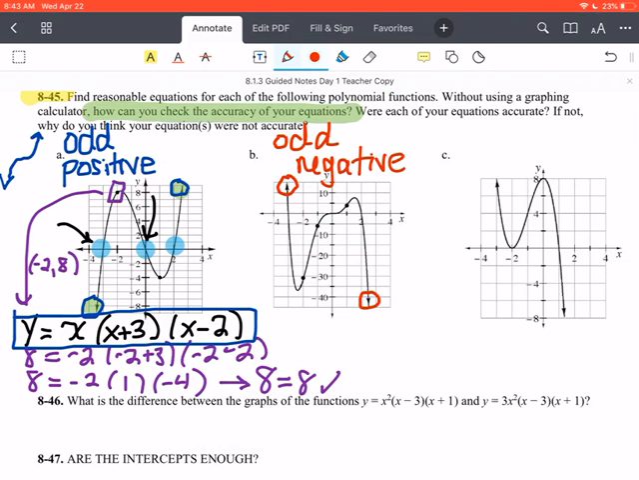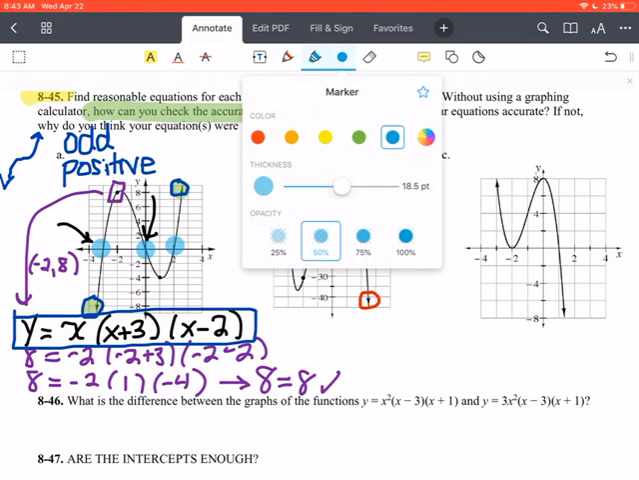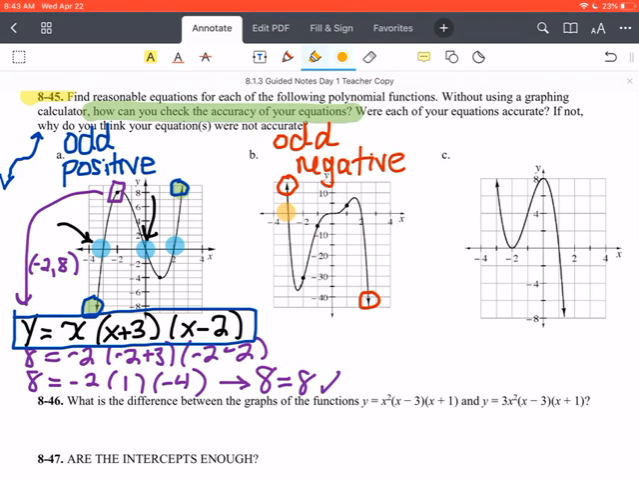Now from here, we want to look at where the x-intercepts are. We see that we have -3. We see 0, but what's happening at 0? We see that the graph is leveling off, and that's very, very important. And then we have x equaling 2.